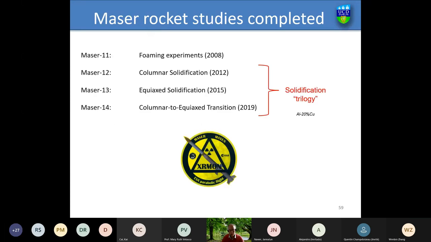So to conclude on Maser sounding rocket studies, we've completed four campaigns. And in the last three, there's been columnar solidification, equiax solidification, and columnar to equiax transition. So this is essentially like a trilogy of solidification experiments, which cover the whole range of typical microstructural features seen in casting, welding, and 3D printing in microgravity in situ. So we have some really great data as a result of all of this work, and we're happy to share these results with you all.